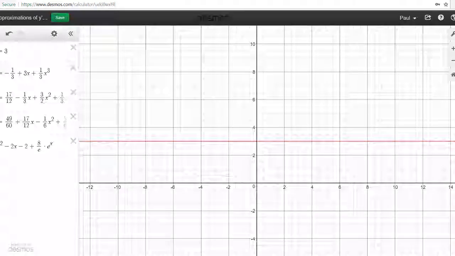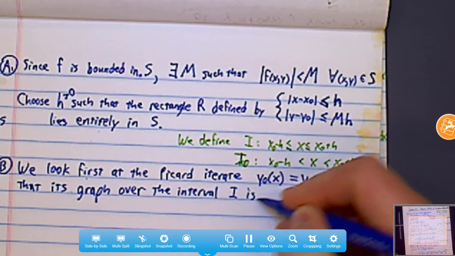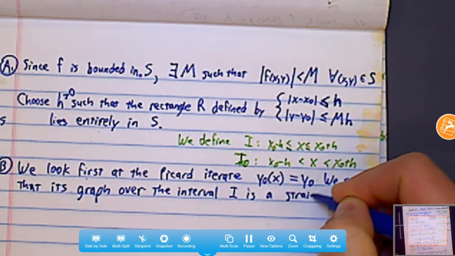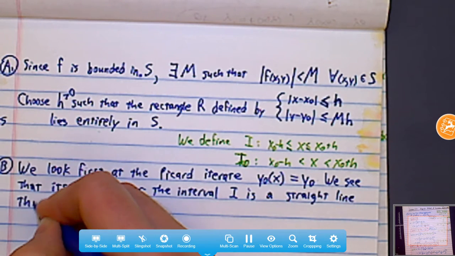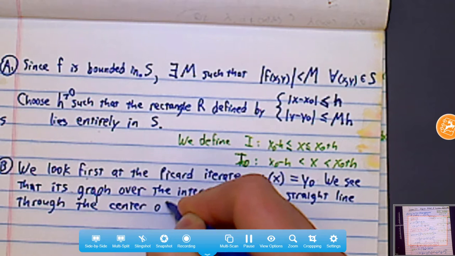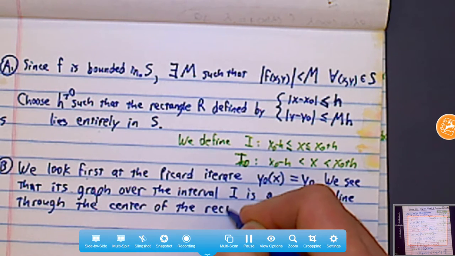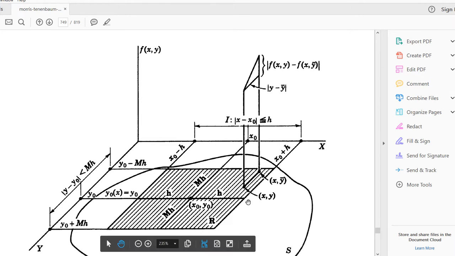So we see that its graph over the interval I is a straight line through, do you see that it's through the center of the rectangle? I guess that's the question. Well, let's show the picture again and see if you understand that. Yeah, see this line, x naught? So this is the first Picard iterate. It's going right through there. See that? Because again, x's and y's are kind of flip-flopped here a little bit.